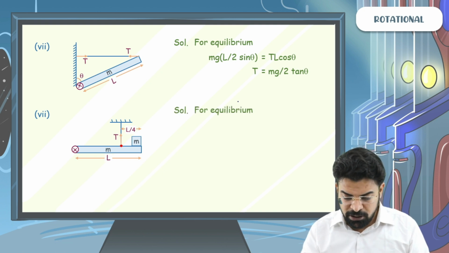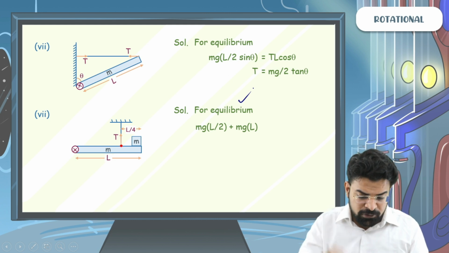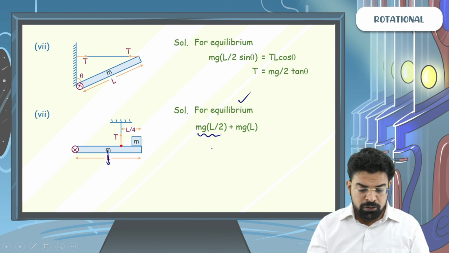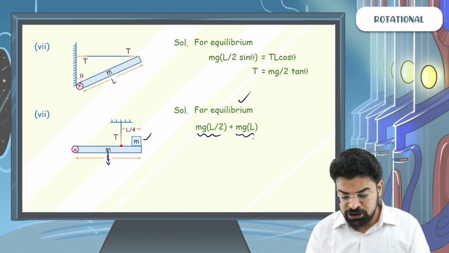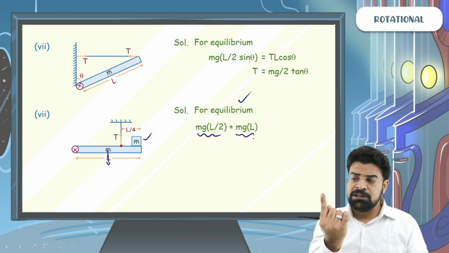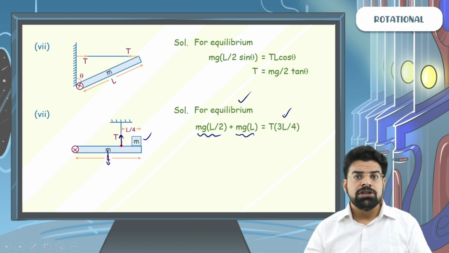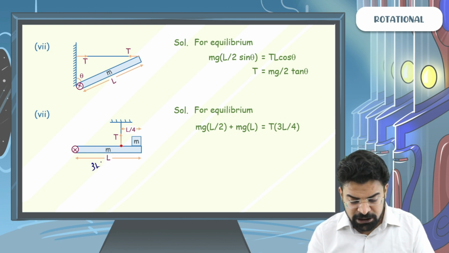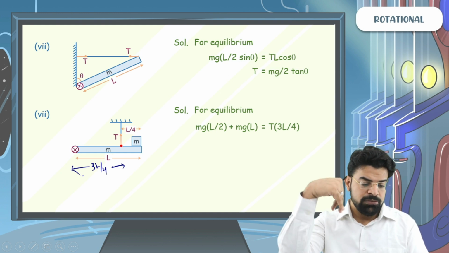So we can say for equilibrium, the clockwise torque has to be equal to the anti-clockwise torque. The torque due to the weight of the rod is mgL by 2, plus the torque due to the weight of the block placed above it, which will be mgL. These two clockwise torques balance out the anti-clockwise torque. So the anti-clockwise torque due to tension will be T into 3L by 4. Sir, why haven't you taken the distance as L by 4? The distance has to be taken from the hinge now. So 3L by 4.